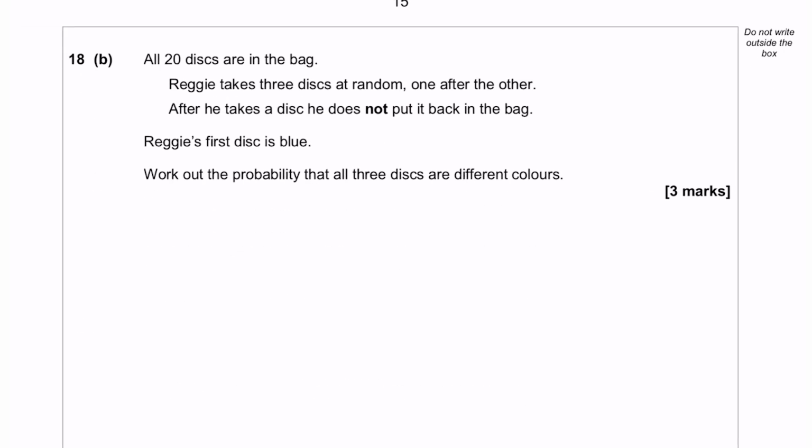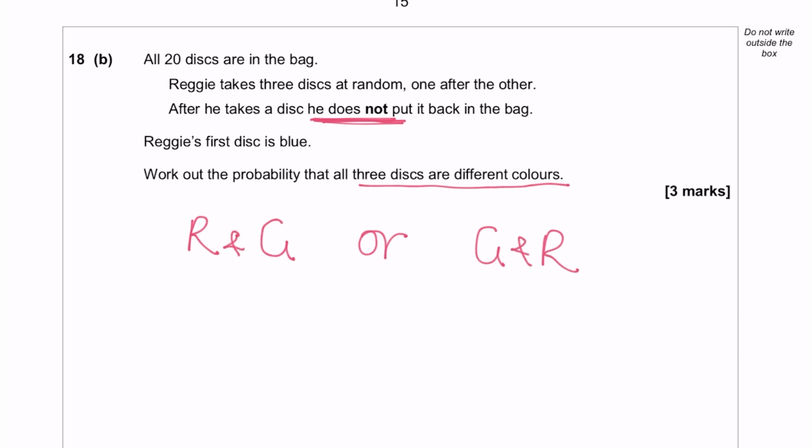Okay. Part B. All 20 discs are in the bag. Reggie takes 3 discs at random, one after the other. After he takes a disc, he does not put it back, they've even highlighted it for you. Reggie's first disc is blue. So blue's happened. We're not that bothered about it because it's definitely blue. So for them to be all different colours, he's got to be either red followed by green, or green followed by red.